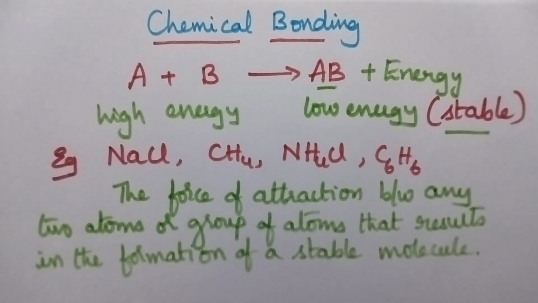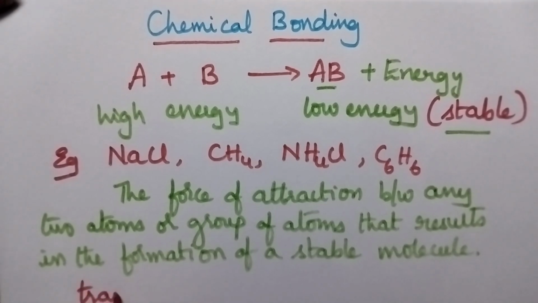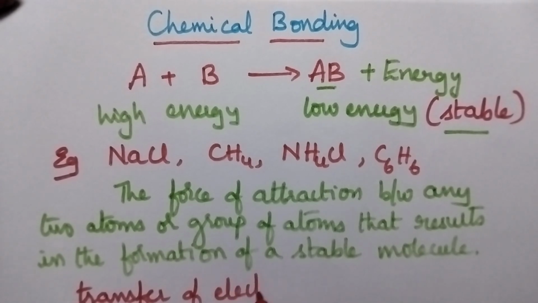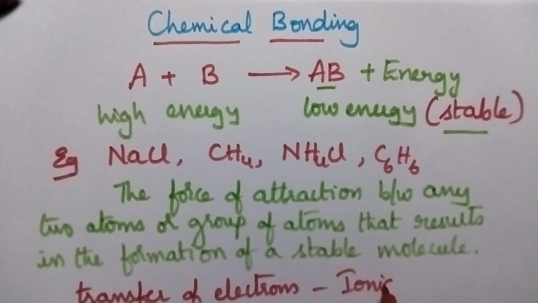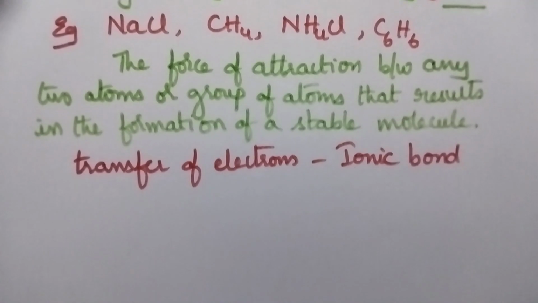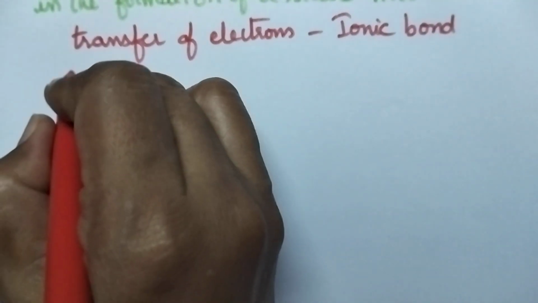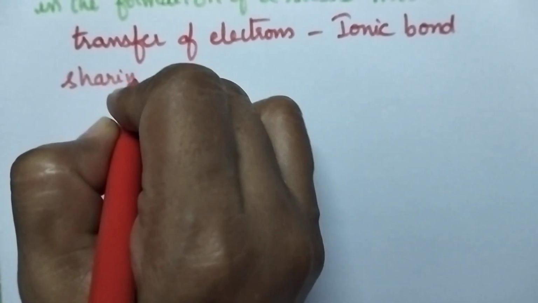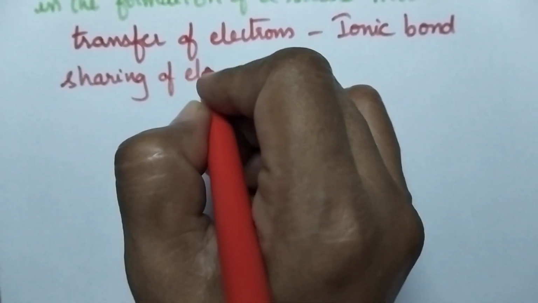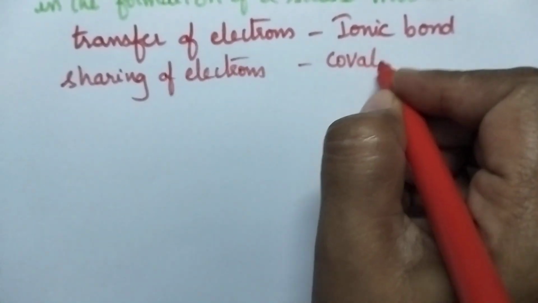That means a chemical bond formed by the transfer of electrons is called ionic bond. At the same time, a chemical bond formed by the sharing of electrons is called covalent bond.